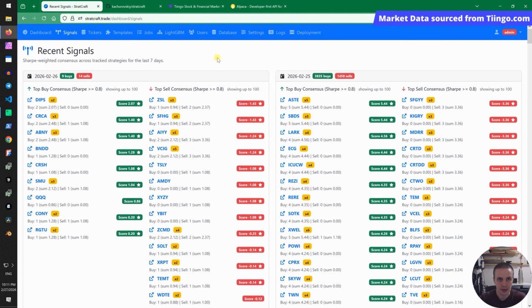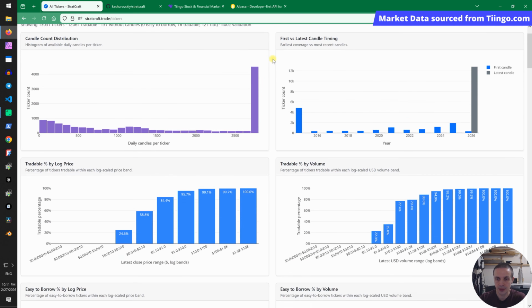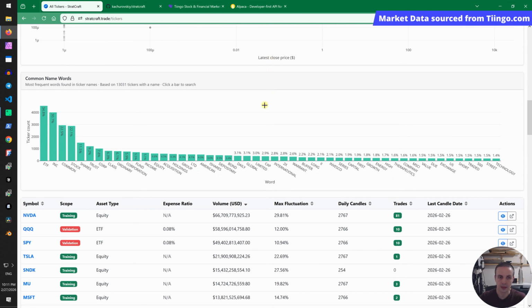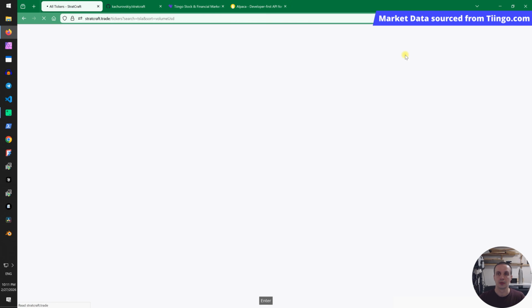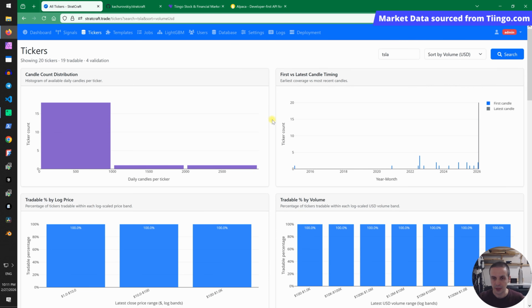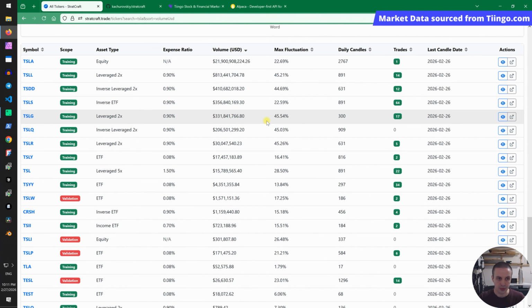In the signals tab, we have signals from all strategies accumulated and sorted. So if you still want to day trade, this could give you some inspiration. In the tickers section, we have an overview of our trading universe. It is useful sometimes to try to put in the name of a company, and that brings you up all of the instruments available for it.